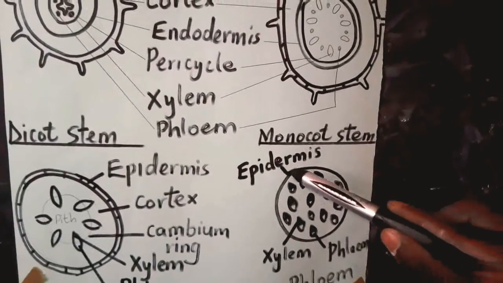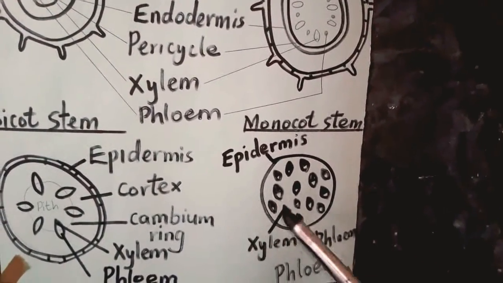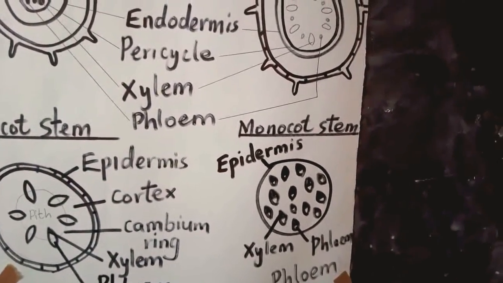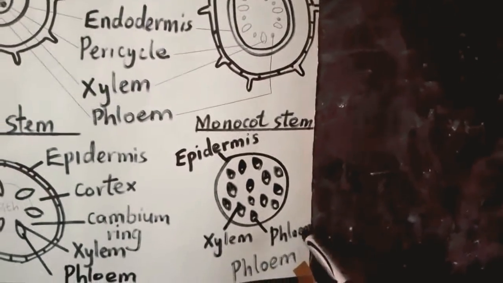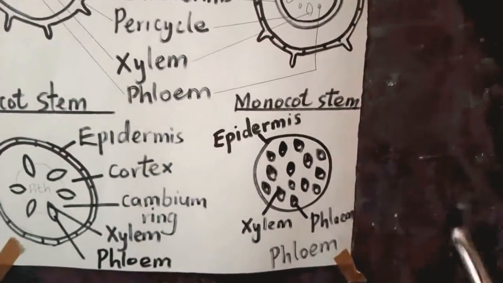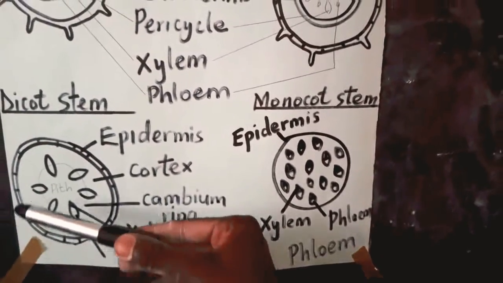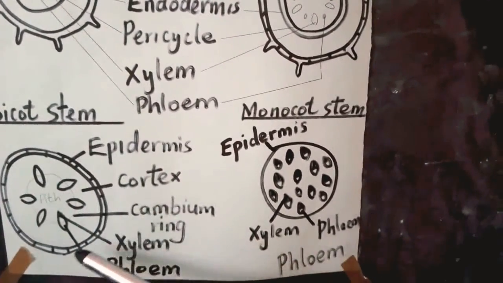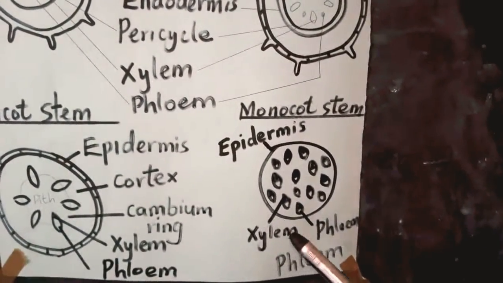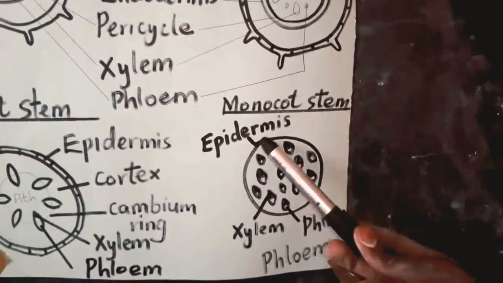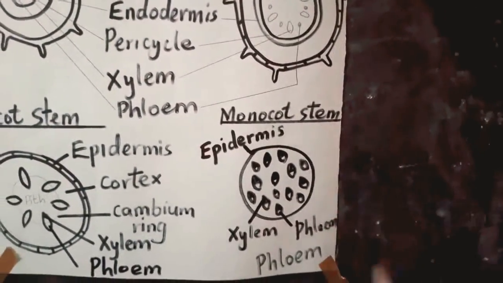On the other hand, when you look at the monocot stem, the arrangement of the vascular bundles, that is xylem and phloem, is different in the sense that in the dicot stem, they are regularly arranged in the cambium ring, while in the monocot they are not. In a monocot they are scattered within the stem.